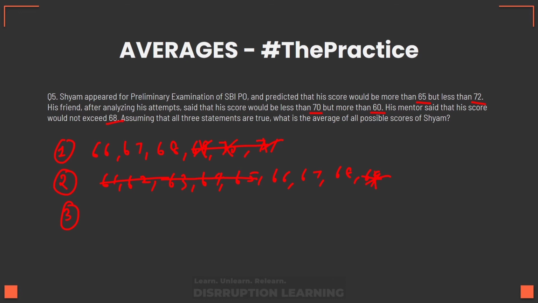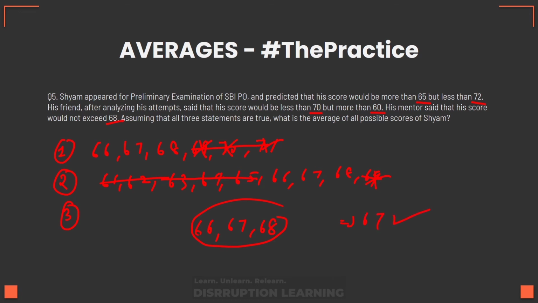Okay, so let's see these numbers. 66, true as per the first two, is below 68. 67, true as per the first two statements, below 68. And 68 itself does not exceed 68. So the three possibilities are 67, 66 and 68, right? These are the three possibilities. Since the average has been asked, in case of three consecutive numbers, the average is always the middle number. So 67 is the answer.